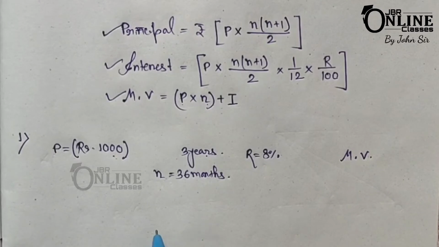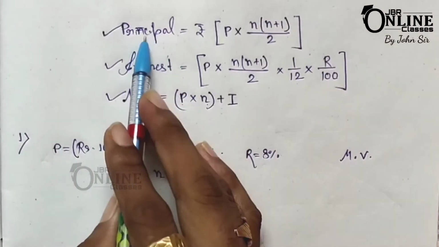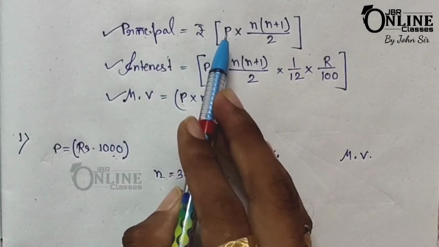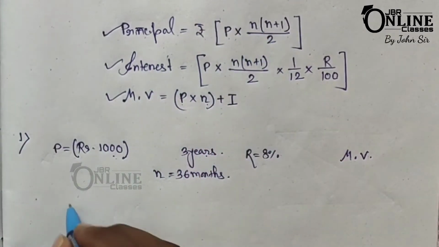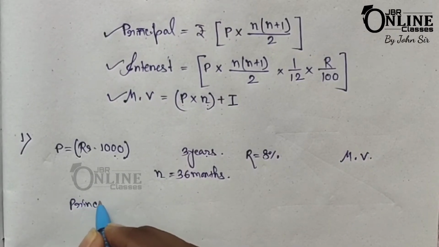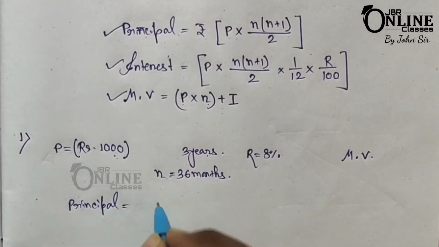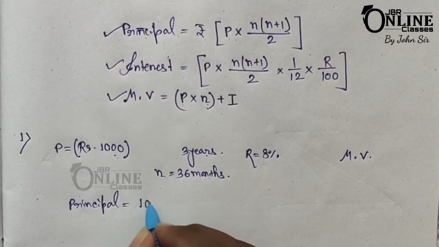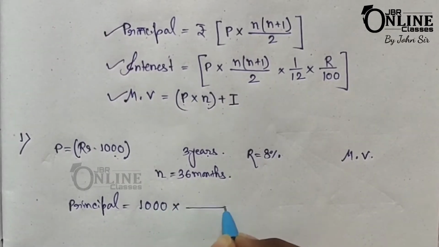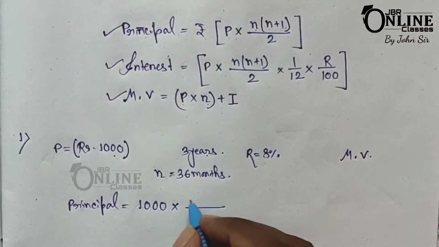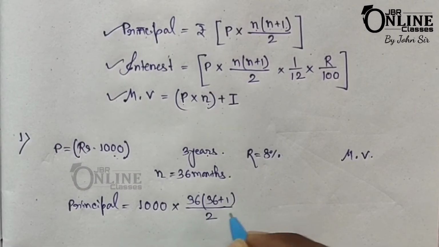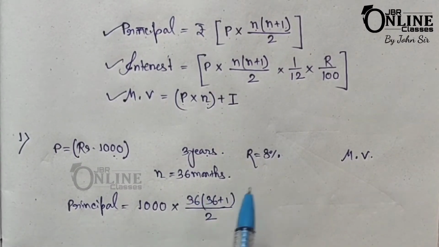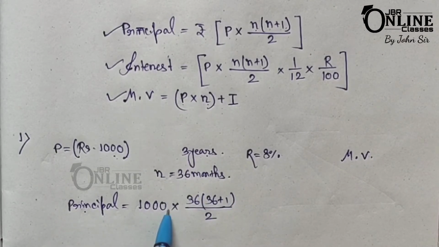Now first you have to find out the total principal. To find out the total principal, we have to apply this formula: P into n into n plus 1 by 2. So here the total principal equals P, that is 1000, into 36 into 36 plus 1 divided by 2. So that is the value of the principal.